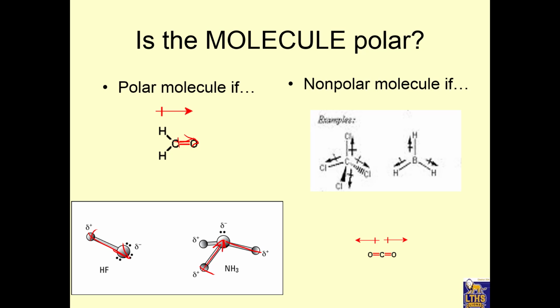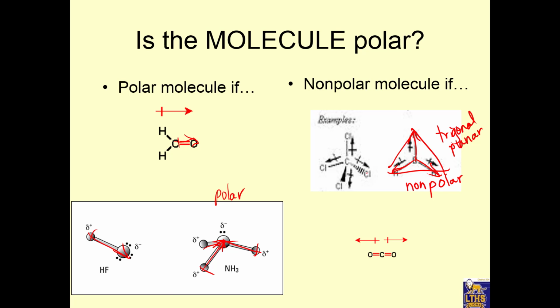1 bond that's polar means polar molecule and polar bond. 3 polar bonds that point to the top of a pyramid, it's going to be polar. Here we have 3 polar bonds, but this time they point to the sides of a triangle, trigonal planar. So that is a nonpolar molecule, even though it has polar bonds.